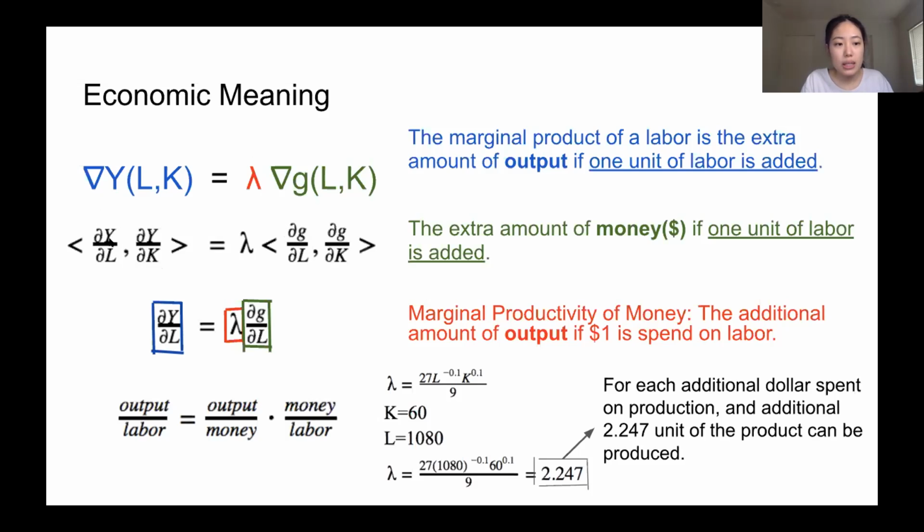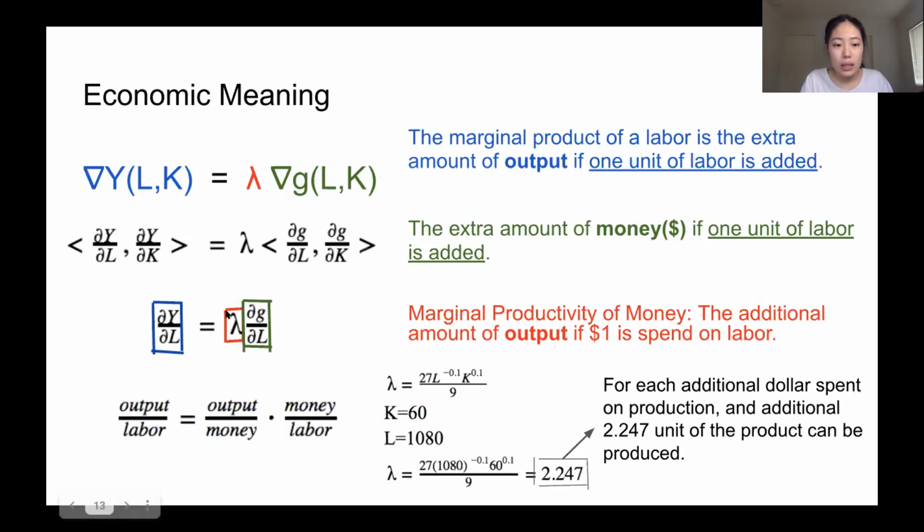Let's just choose labor to analyze. The partial derivative of y with respect to labor equals lambda times the partial derivative of g with respect to labor. So what is this? This is actually the marginal product of labor. This is the extra amount of output if one unit of labor is added. And the green one is the extra amount of money if one unit of labor is added.